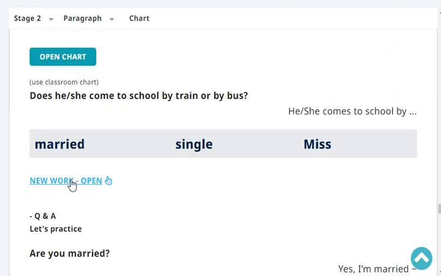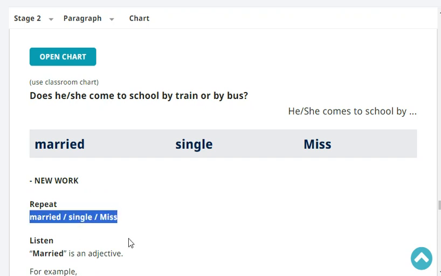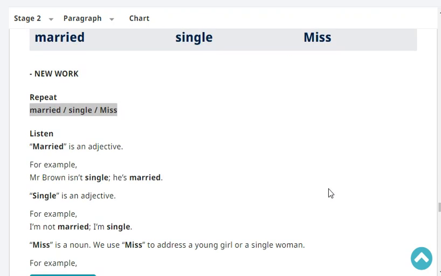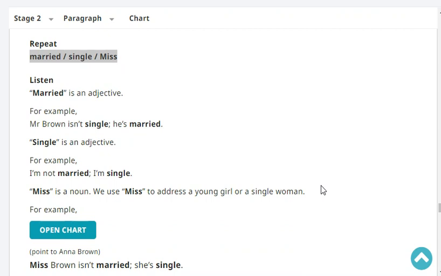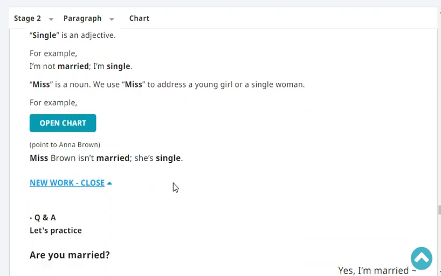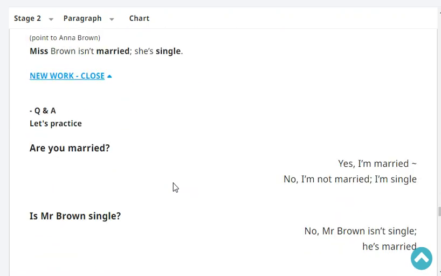Okay, next, repeat. Married, single, miss. Very good. Okay, listen. Married is an adjective. For example, Mr. Brown isn't single. He's married. Single is an adjective. For example, she's not married. She's single. Miss is a noun. We use the word miss to address a young girl or a single woman. For example, Miss Brown isn't married. She's single.